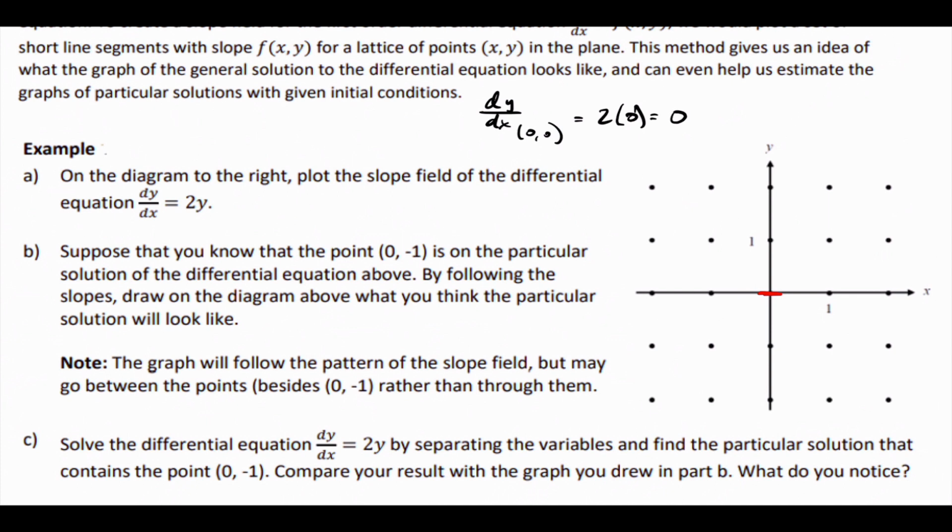Pick another point. Let's move one to the right. So the point to the right is 1, 0, right? X is 1, y is 0. Well, again, I don't have an x, so I can't plug in 1. The only thing I can plug in is 0. And I get 0 again. So that means the slope at 1, 0 is 0.